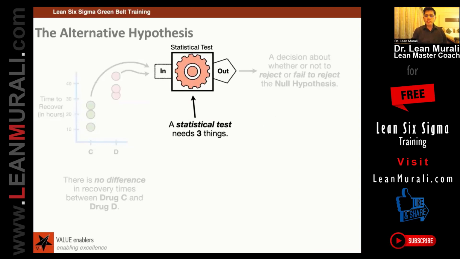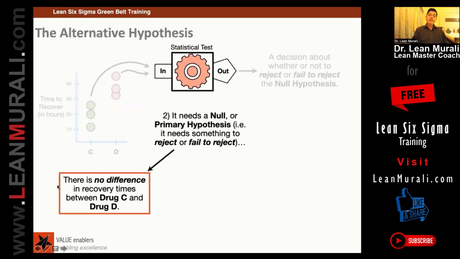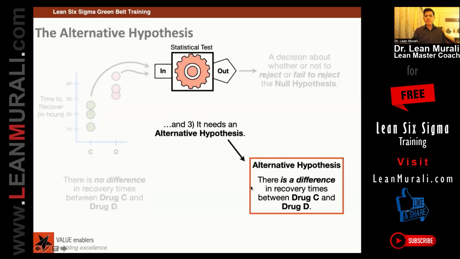Now start taking notes. A statistical test needs three things. How many things? Three things. Of course, it needs data. This is simple. It needs data. What else does it need? It needs a hypothesis. Particularly, definitely it needs a null hypothesis. That is, we need to reject or fail to reject something. And the third one is it needs an alternate hypothesis.